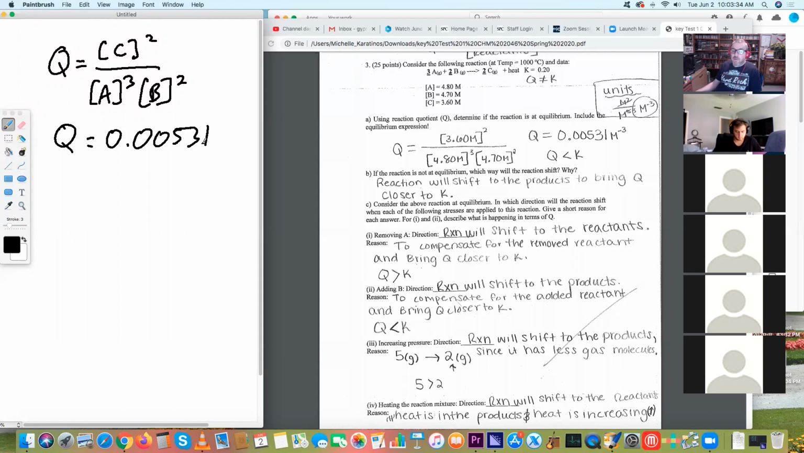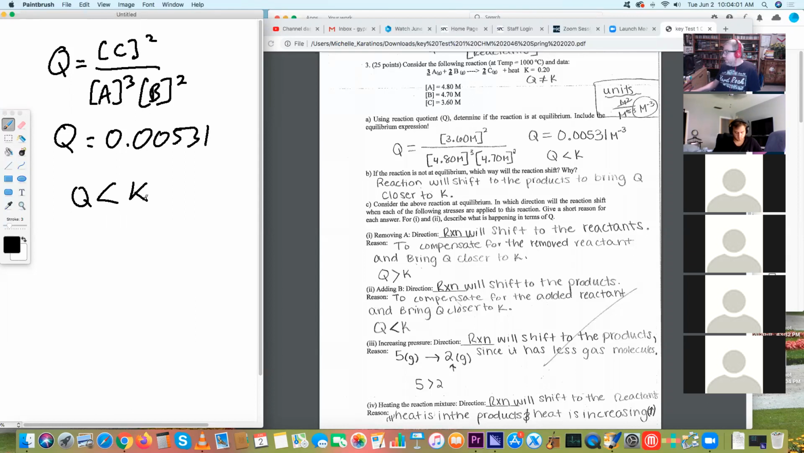And it says, if the reaction is not at equilibrium, which way will the reaction shift and why? Well, we know which way it's going to shift because we know what Q is and we know what K is. And what we can see from this one is that Q is less than K. And we get that just by comparing the two values. It's clear that the Q is less than 0.20.